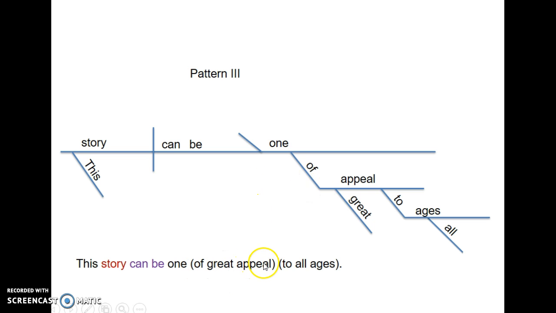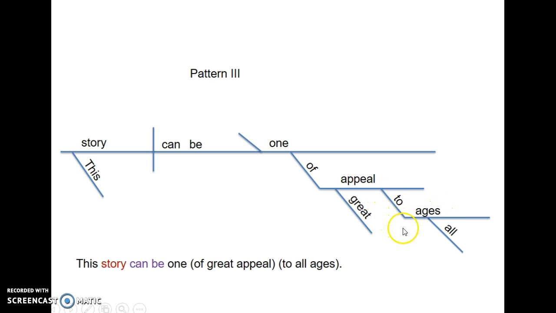We have of great appeal, and that is modifying one. If you're not sure what the prepositional phrase is modifying, I tend to tack it onto different parts of the main line and see which one fits better. So story of great appeal, that would work, but that's already all the way at the beginning of the sentence. Can be of great appeal or one of great appeal. And that makes the most sense, that it's telling us what type of one we're talking about.